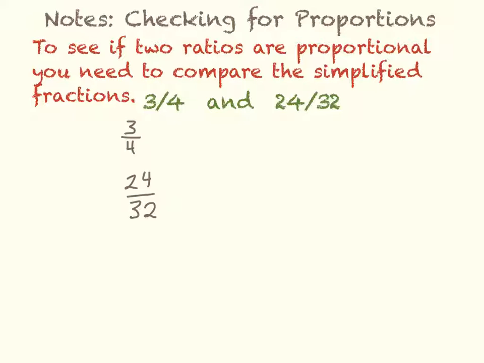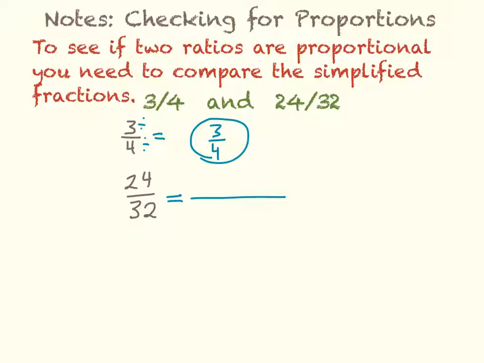So the first one, I look at this and see if we can simplify any more, divide anything out, but we can't. So my simplified fraction is just 3 over 4 in this case. Now we want to compare that to the simplified fraction of the second one. So here I'm going to look to see how I can factor it out.